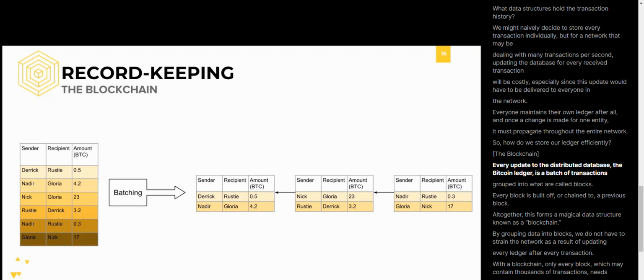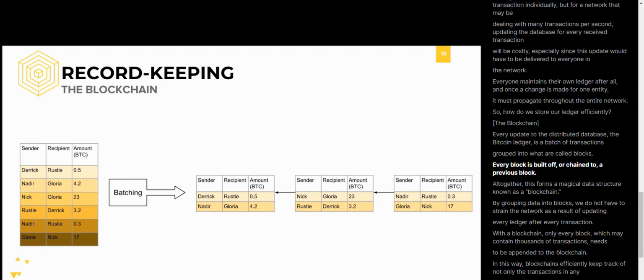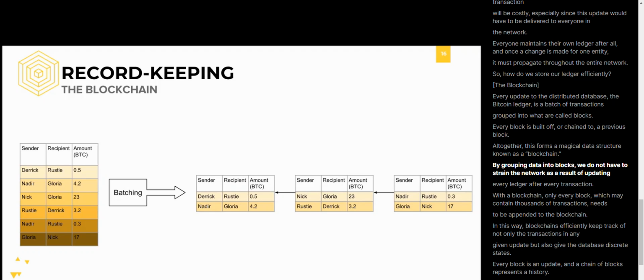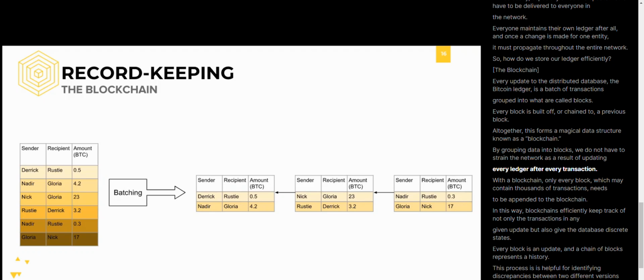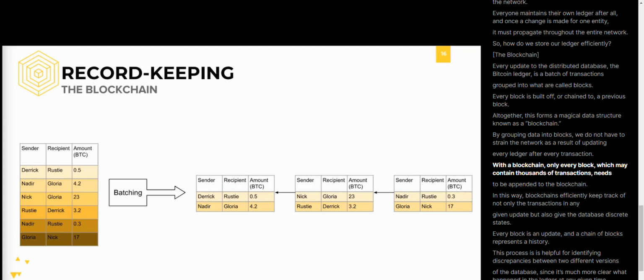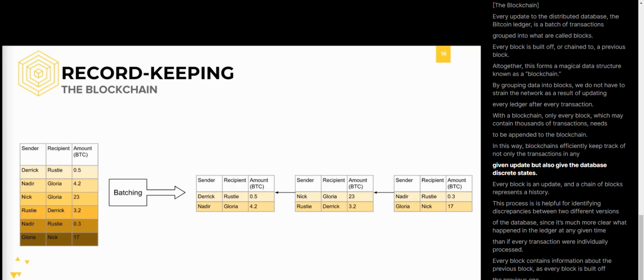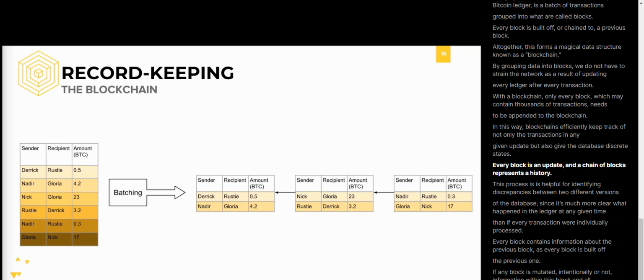Every update to the distributed database, the Bitcoin ledger, is a batch of transactions grouped into what are called blocks. Each block is built off or chained to a previous block. Altogether, this forms a magical data structure known as a blockchain. By grouping data into blocks, we do not have to strain the network as a result of updating every ledger after every transaction. With a blockchain, only every block, which may contain thousands of transactions, needs to be appended to the blockchain. In this way, blockchains efficiently keep track of not only the transactions in any given update, but also give the database discrete states. Every block is an update, and a chain of blocks represents history.